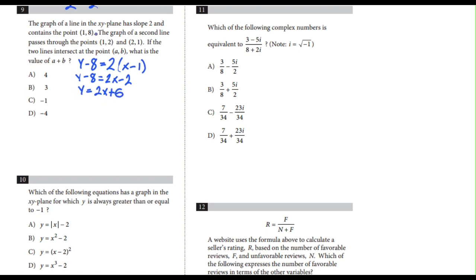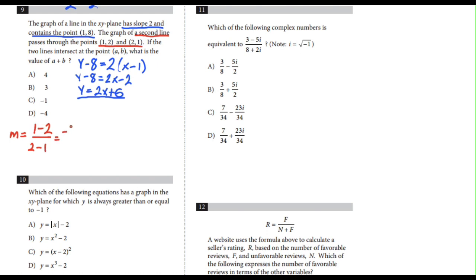So the equation for our first line that has a slope of 2 and contains the point 1, 8 is going to be y equals 2x plus 6. The other line, the second line, passes through the points 1, 2 and 2, 1. So first we need to find the slope of this line. The slope of this second line is going to be y2 minus y1 over x2 minus x1.